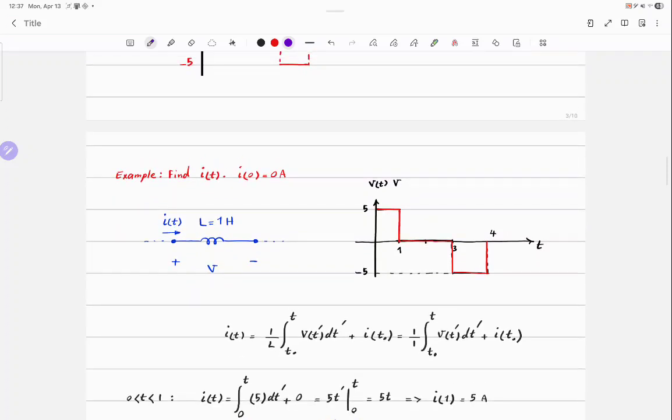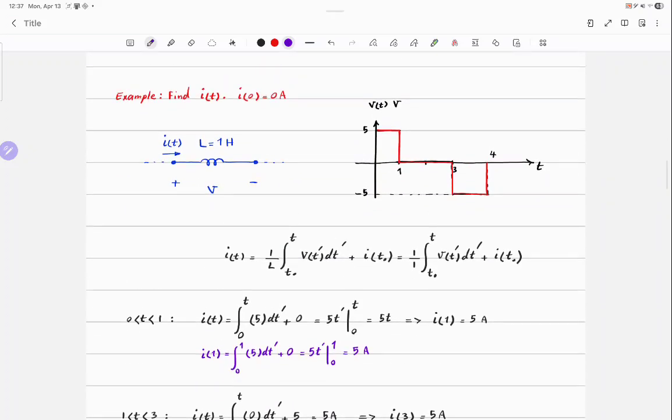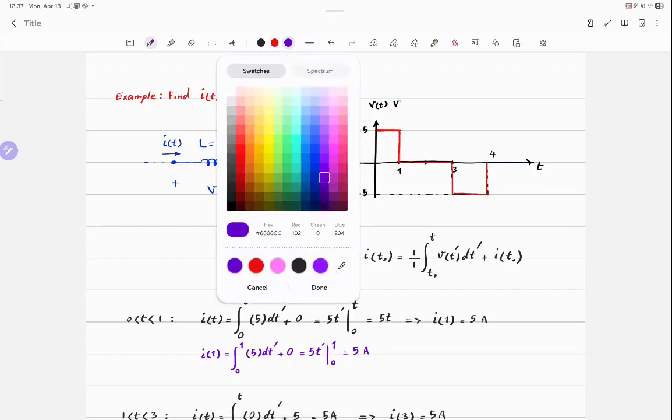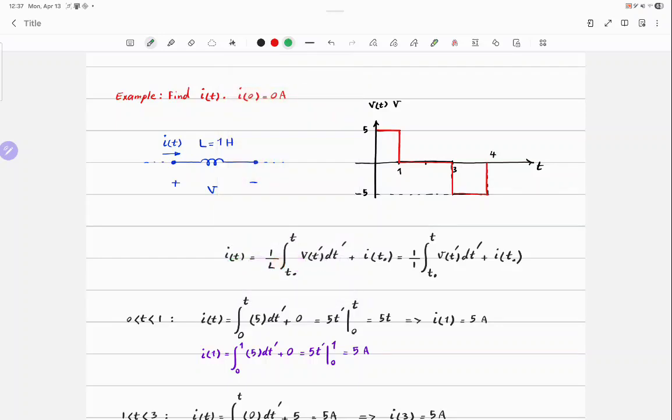Was there any other way of doing it except these two? Yeah, you could use just the area under the curve, right? What's the area for the first part? From 0 to 1, I1 is equal to the two sides, 5 and 1, right?